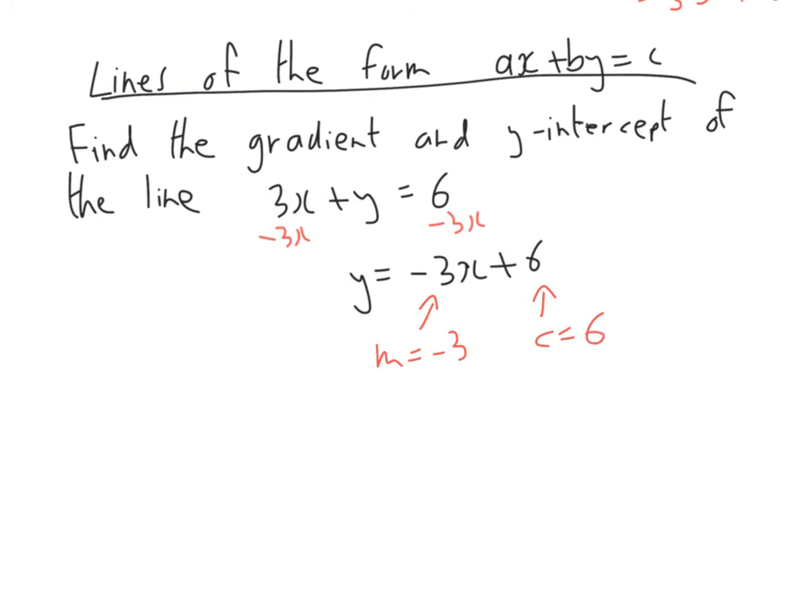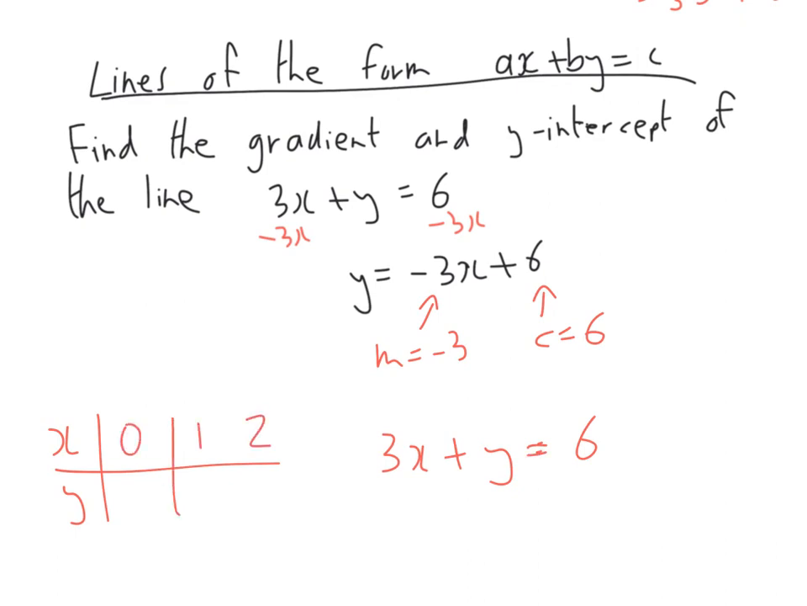It's also slightly different for drawing these lines. If you're to draw or plot them, you'd want a table of values, and the equation is 3x plus y equals 6. Now if you do a 0, 1, 2 table, it can be easy for x is 0. So the way I think of it, when x is 0, that 3x would be 0. So you'd be left with y equals 6. So your answer is y equals 6.